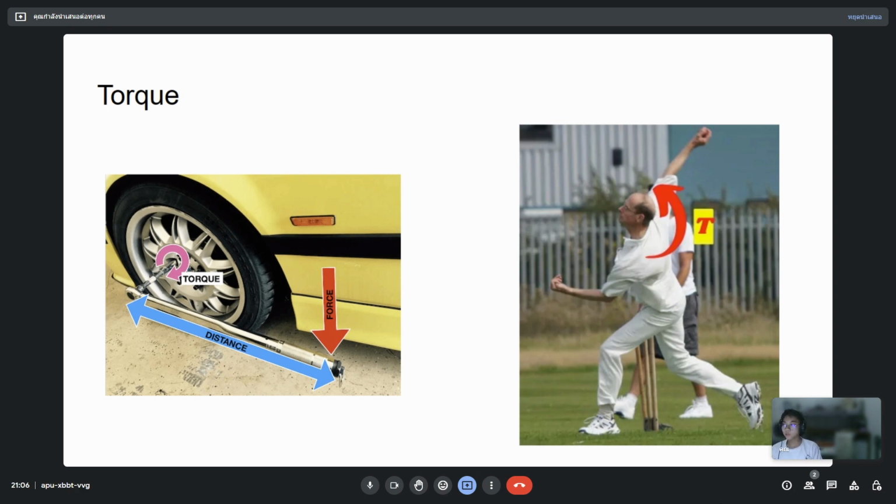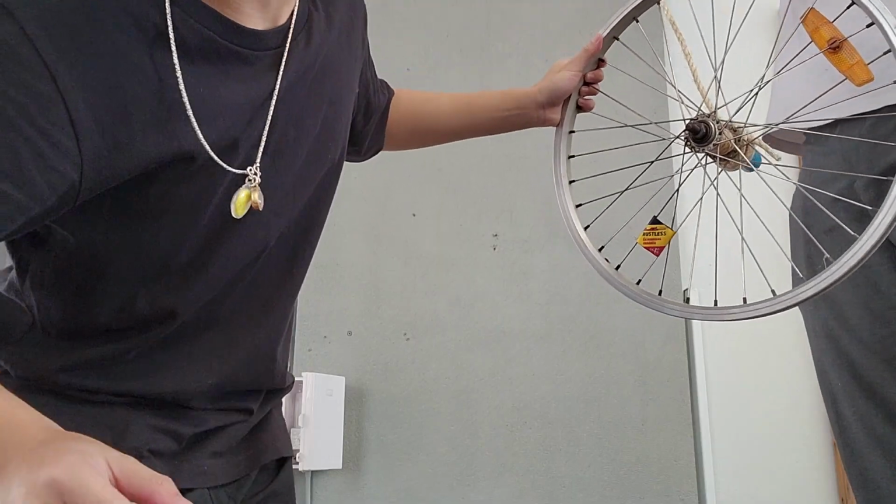Now I'll pass on the experiment to Yanaphat Wangarrayagul. Thank you very much, Chris Barch. So this experiment basically uses a bicycle wheel to demonstrate the directional force that a torque creates.